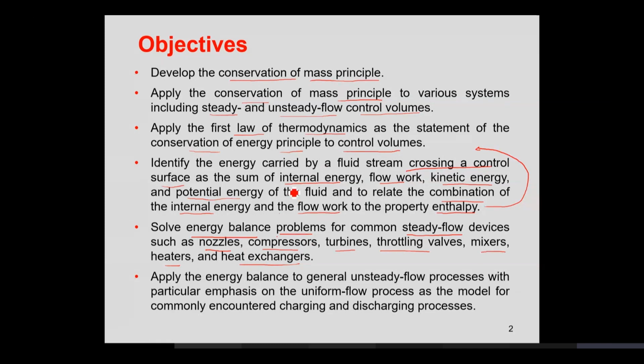If you're not familiar, nozzles are the devices that normally accelerate the velocity of the fluid. Compressors basically increase the pressure. Turbines basically reduce the pressure and utilize that pressure. A throttling valve is something that we'll come to know; it is basically used to bring down the pressure while keeping the enthalpy constant. We'll see more of it. Mixers, heaters, and heat exchangers are again devices that we'll be studying in light of the energy and mass balance equations that we'll develop in the initial half.